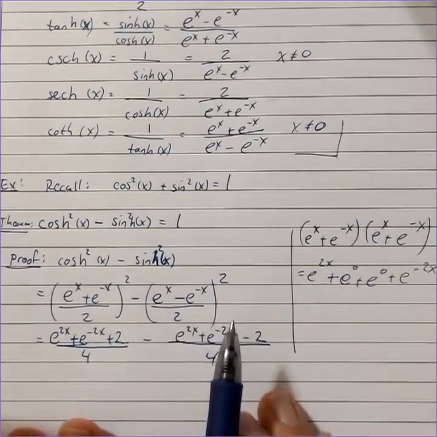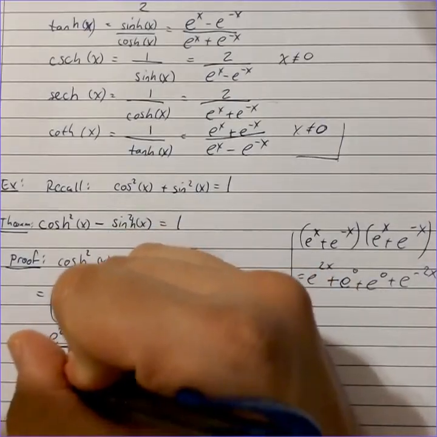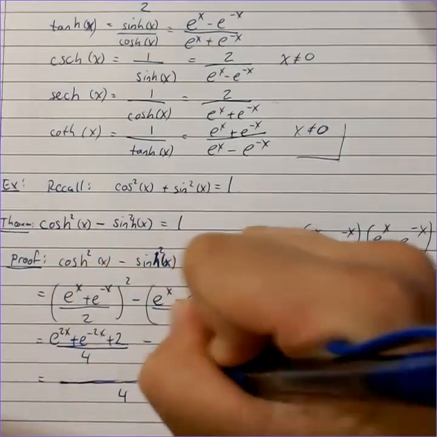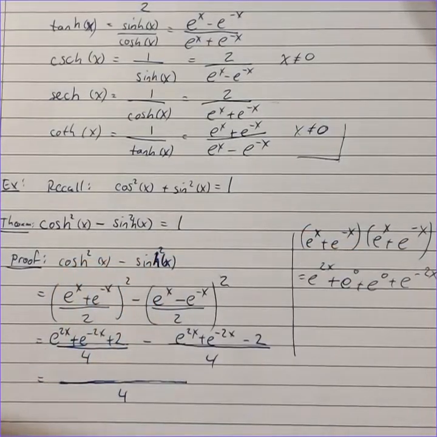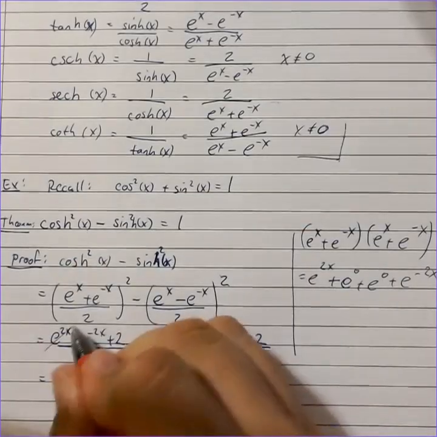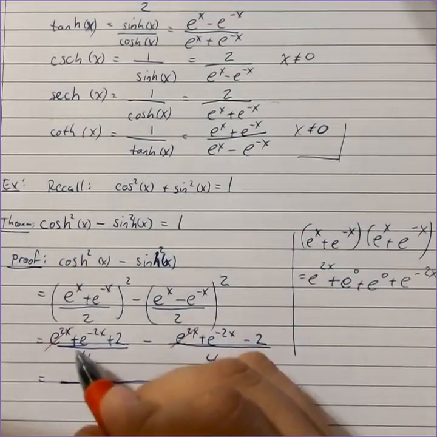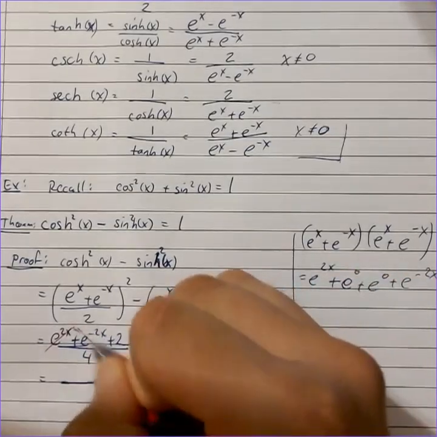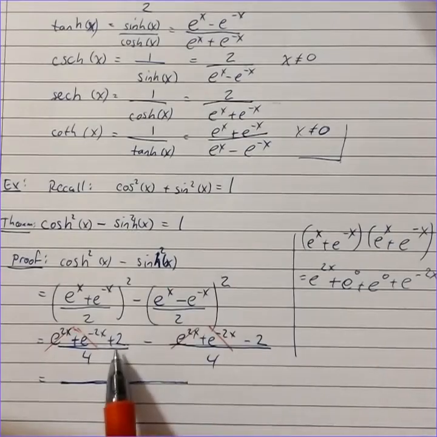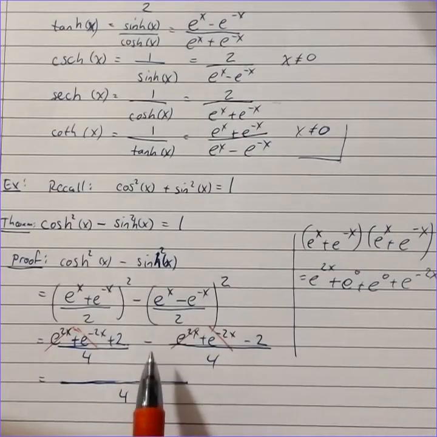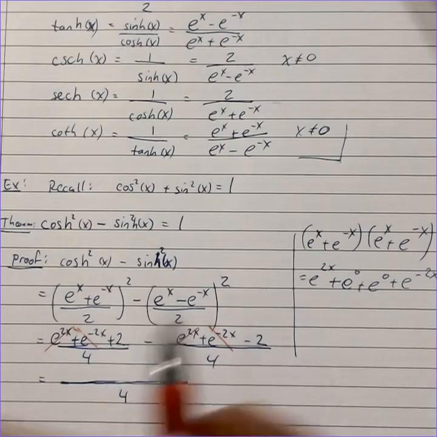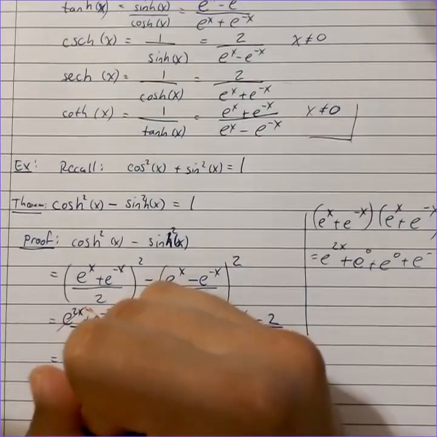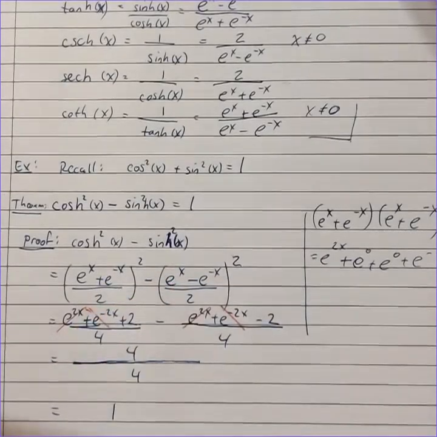Okay, well now these have a common denominator. So I can merge them all together into one fraction. So that's all over 4. Well, notice e to the 2x minus e to the 2x is just 0. That's gone. E to the minus 2x minus e to the minus 2x, that's also 0. That's gone. 2 minus a minus 2. Okay, well, minus a minus is plus, so 2 plus 2 is 4. Oh, and now everything's gone except 4 over 4, which is, sure enough, the number 1, which concludes our proof.